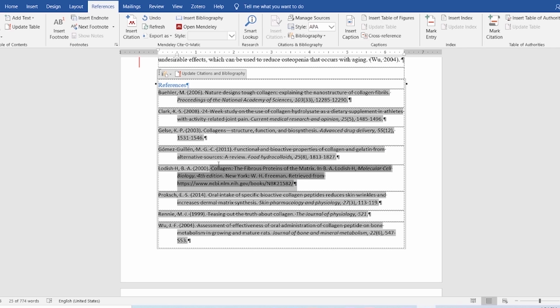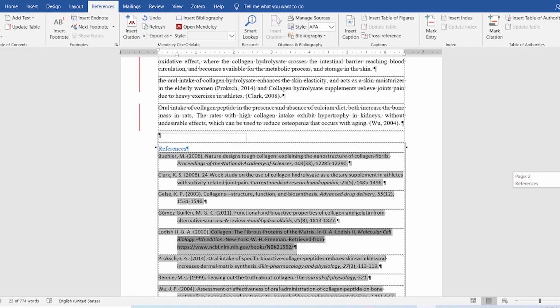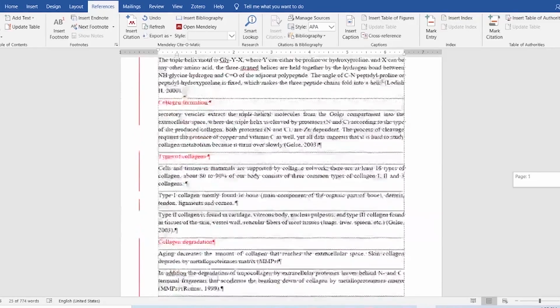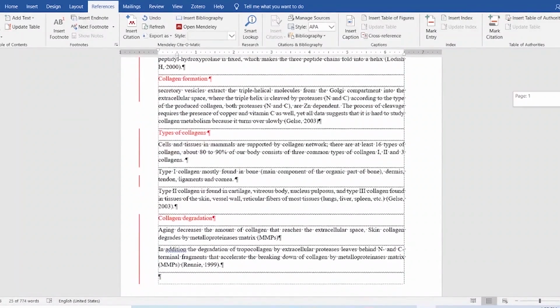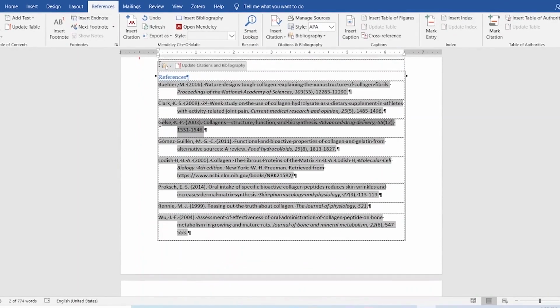Now, Ladish is talking about collagen fibrous protein. If you go to this reference, you will find that it talks about the collagen structure, function, and all information related to collagen. So I'm fine with this book. Now moving to the second reference, Gliese, 2003, and I need Gliese to be talking about the structure of collagen again. And from the title, I can see, yes, it can be talking about the collagen structure, but let's just check it.